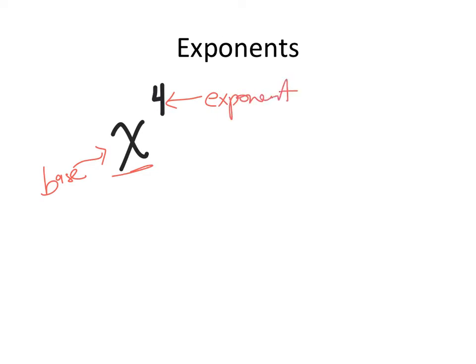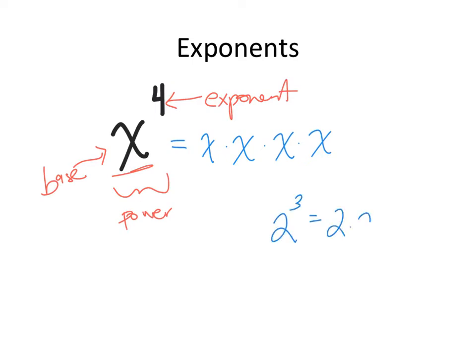So if we were to have x raised to 4, in this we have a base of x. 4 is our exponent, and altogether this is called a power. And x raised to 4th is equivalent to x multiplied 4 times. And this works for numbers as well. So if we have like 2 raised to 3, this would just be 2 times 2 times 2.